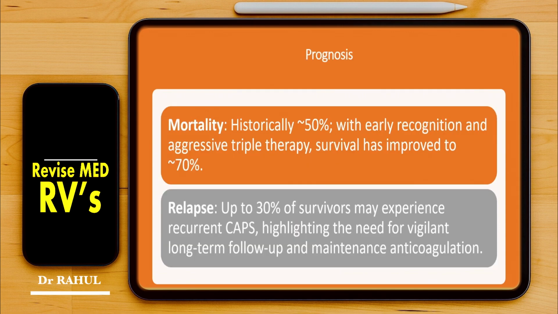So coming to the prognosis, the mortality is very high. Historically, it is 50%, but with early recognition as well as aggressive triple therapy, the survival has improved to 70%. And when you are talking about the relapse rate, up to 30% of survivors may experience recurrent CAPS. This highlights the need for long-term follow-up as well as maintenance anticoagulation in these patients.